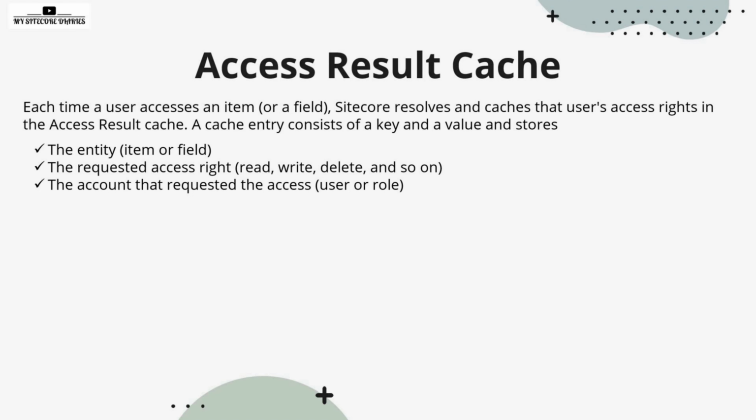Whenever you try to access an item, Sitecore resolves whatever permissions are applied on it, and then it stores those user access right values in a cache, and that cache is called the access result cache. And what does it store in that cache? It stores which item or which field it is, what kind of access right there is, that is read, write, delete, and so on, and what the account is, what role or what user. Those things are stored. So next time when you try to access it, it doesn't go to Sitecore, it directly gets the data from the cache. So that is called the access result cache.